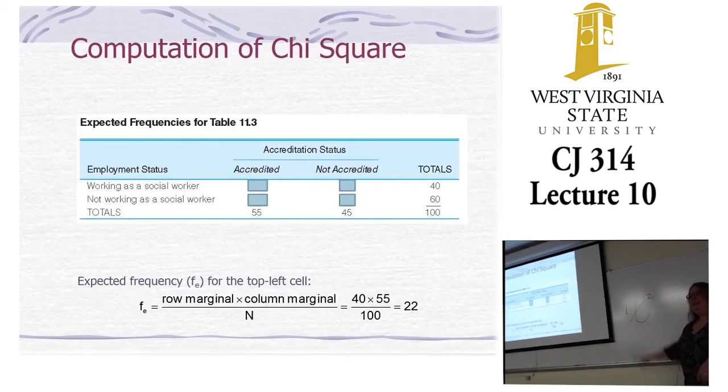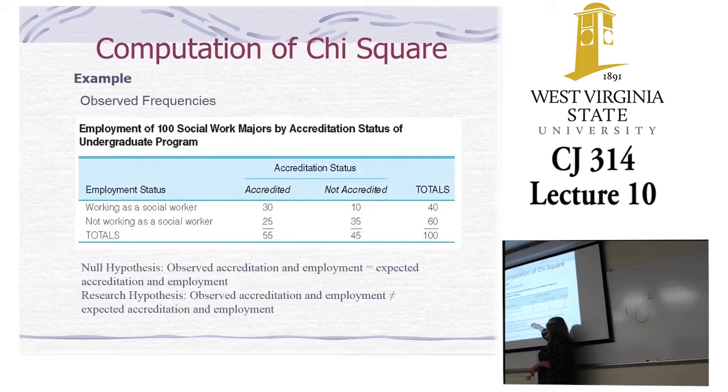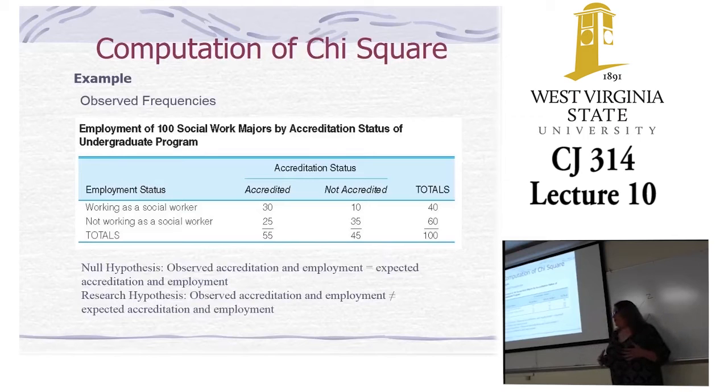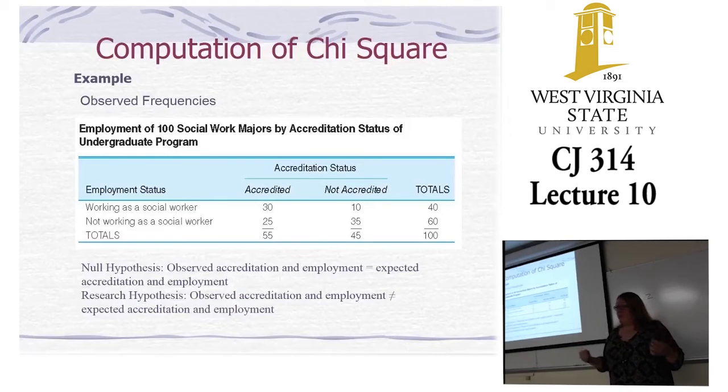All right. Here are our observed. There were 30 people out of these 100 that went to an accredited school and are working as a social worker. 25 went to an accredited school and are not working as a social worker. 10 went to a non-accredited school and are working as a social worker. 35 went to a non-accredited school and are not working as a social worker. Observed numbers.